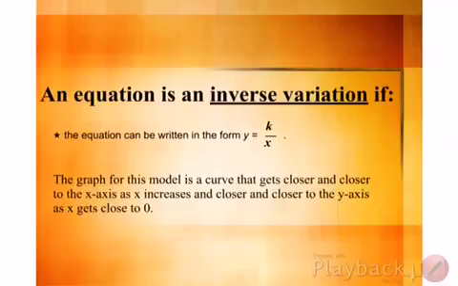So the equation can be written in the form y is equal to k over x. So direct was k times x. Inverse is y equals k divided by x. So the graph for this model is a curve that gets closer and closer to the x-axis as x increases, and closer and closer to the y-axis as x gets closer to 0. So as y goes down, x increases.